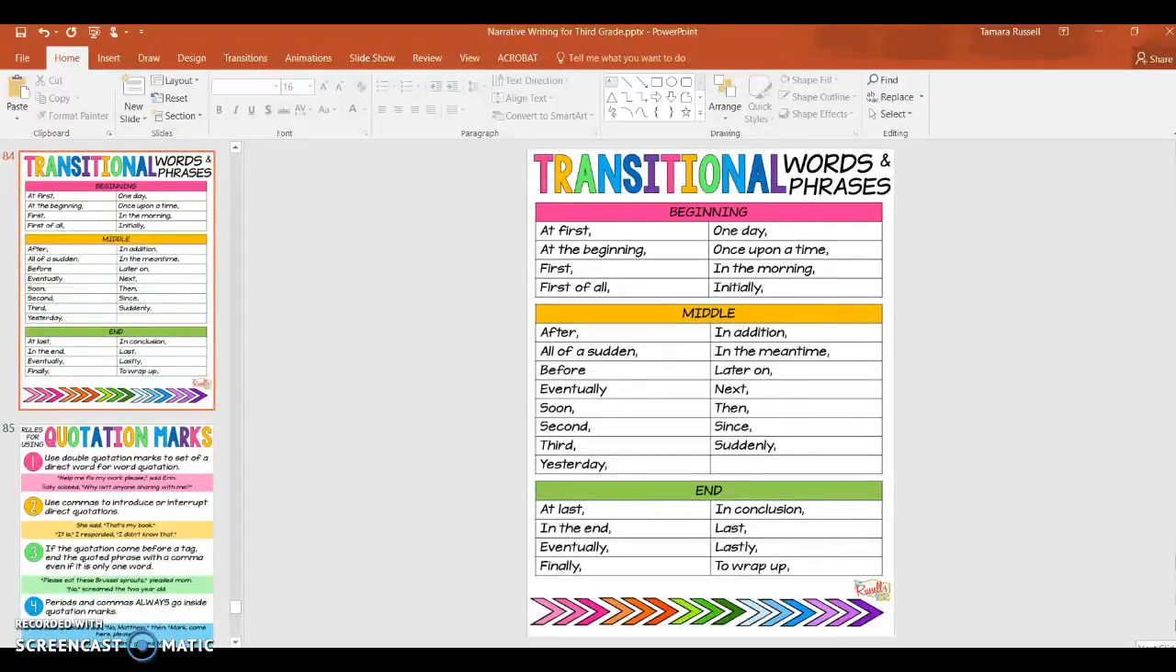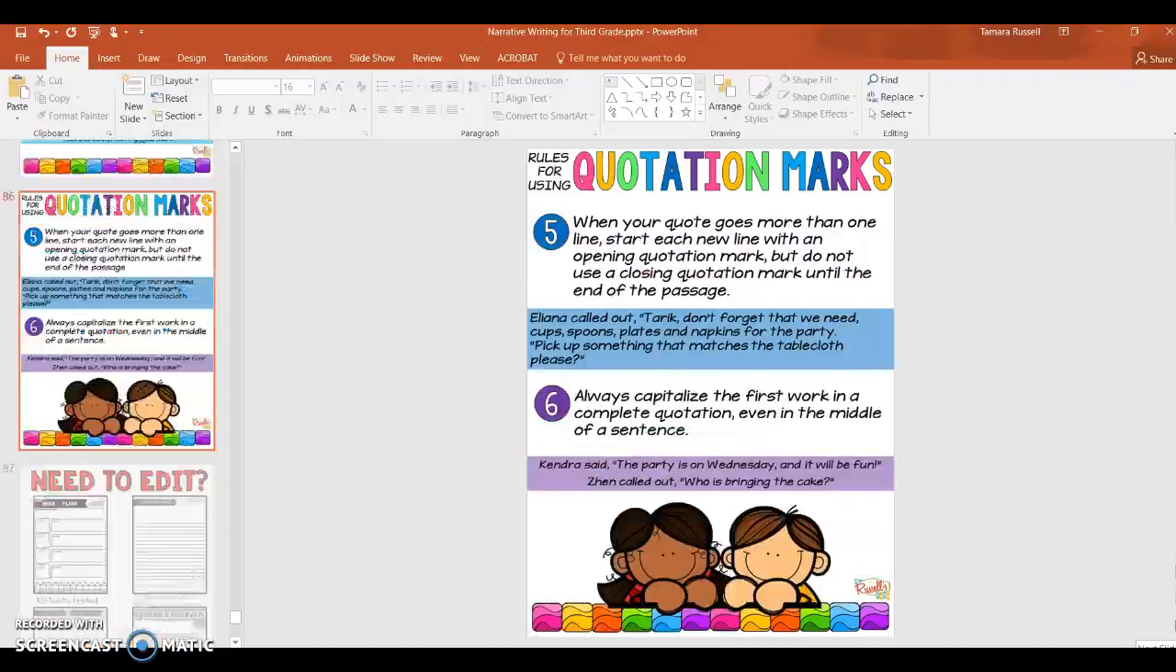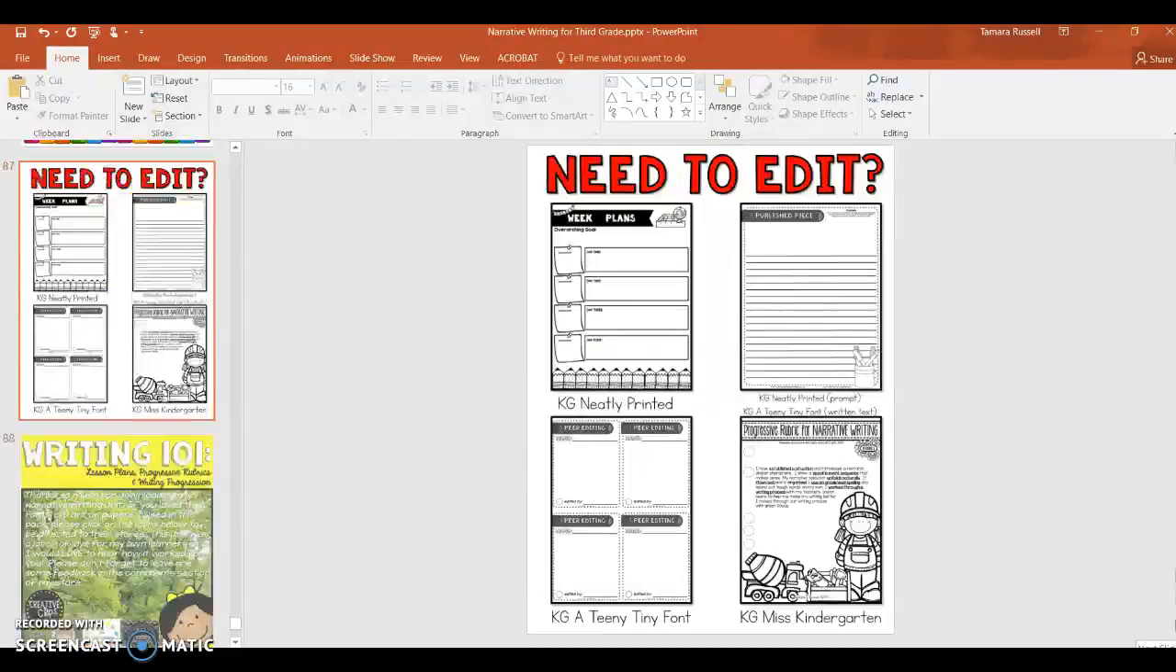Transitional words and phrases are important in a narrative pack, and so I have a couple transitional words and phrases for students to use as a reference point. And then because we are talking about dialogue in our narrative work, I have some rules for using quotation marks for you as well. Just a couple rules for the students.